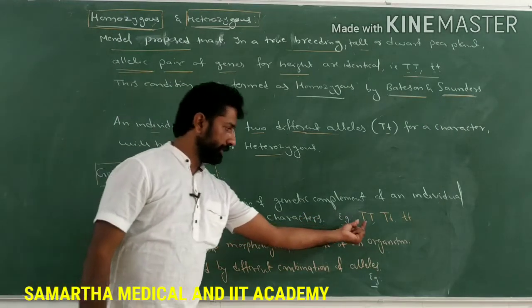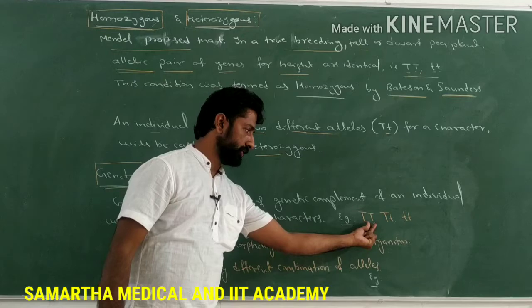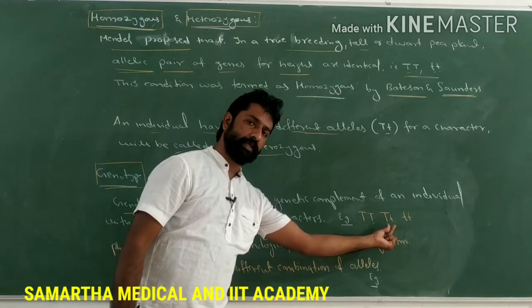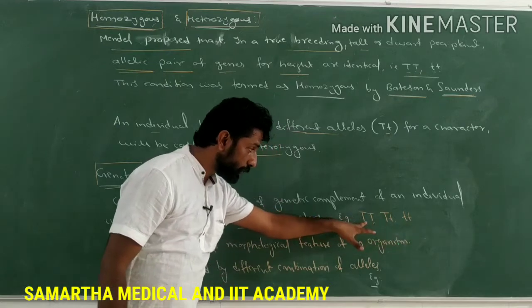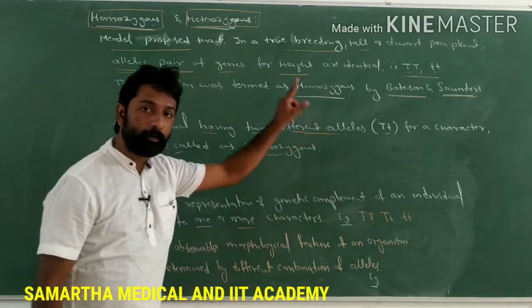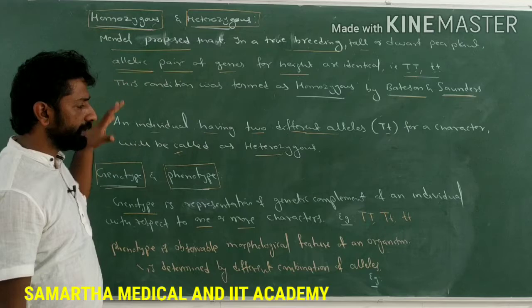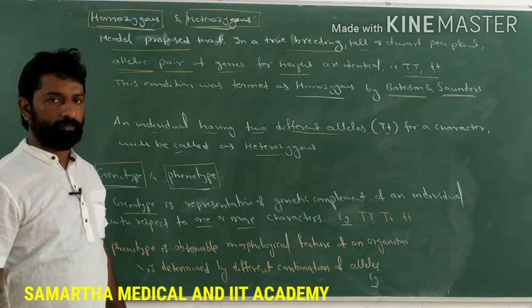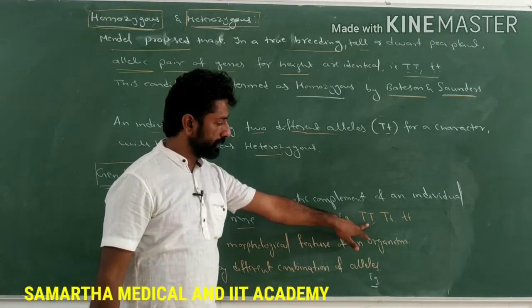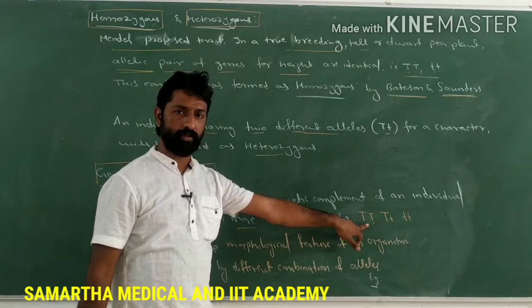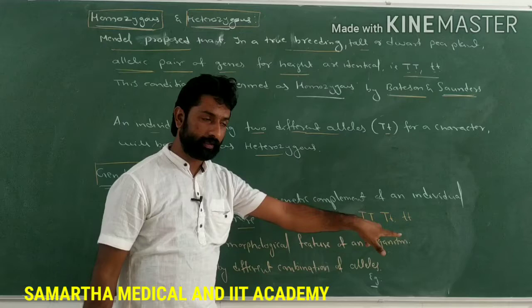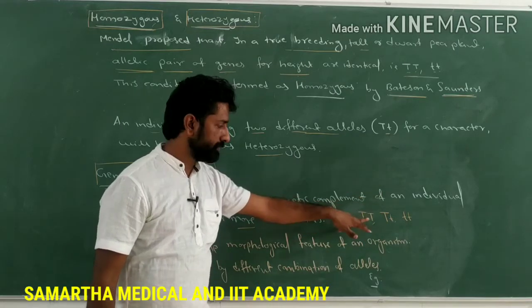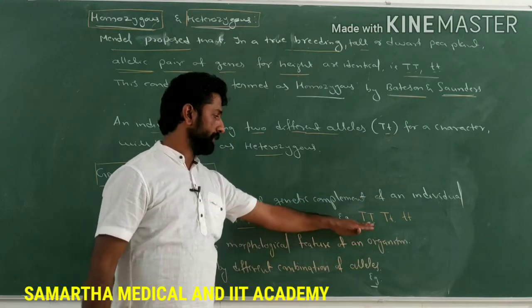So here capital T capital T as a combination, capital T small t as a combination, small t small t as another combination. These are called the genotype of the particular character of that organism. So what this symbolic representation denotes here is the genotype of the organism for a particular character, here plant height. So by seeing this one, we can say that the plant is homozygous tall.